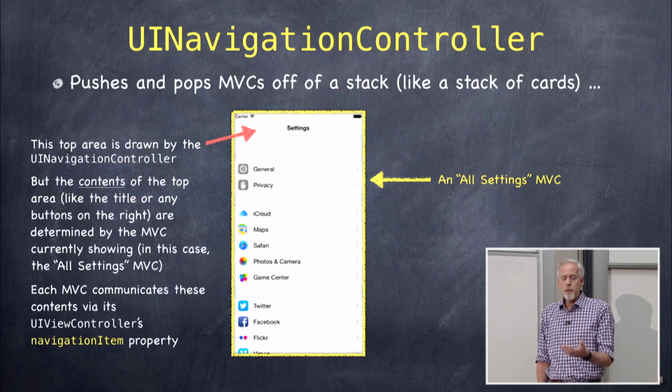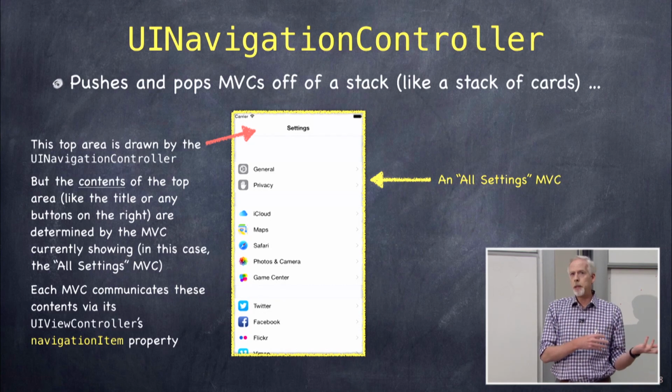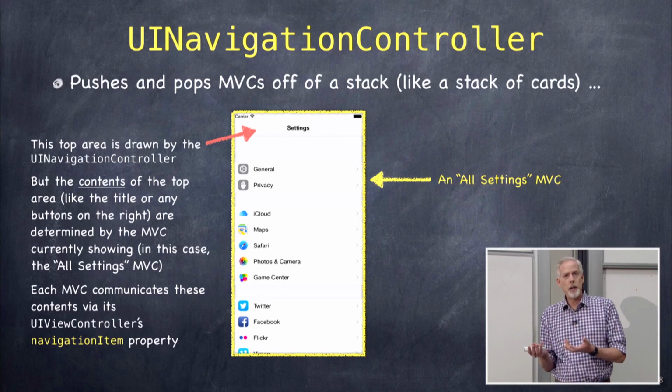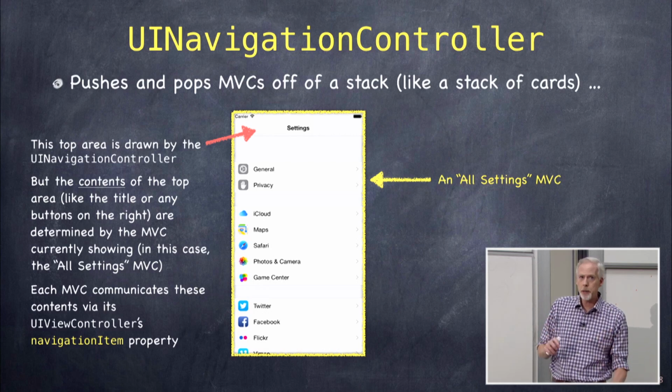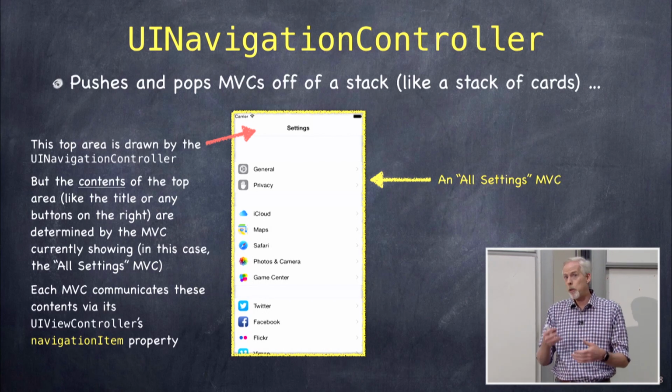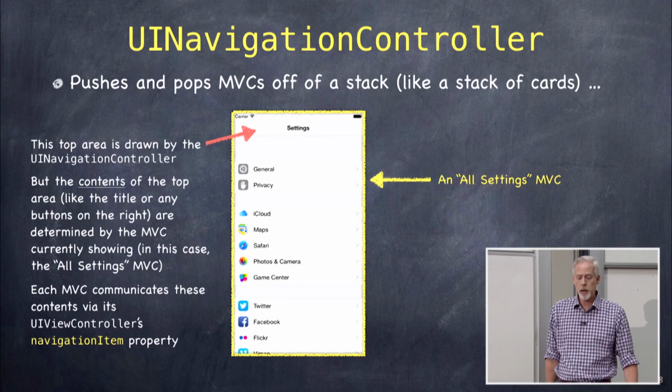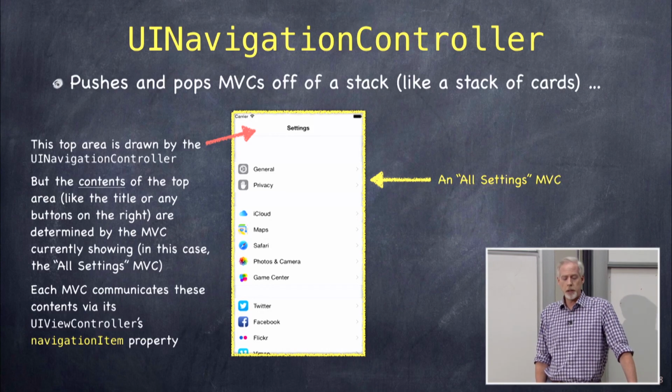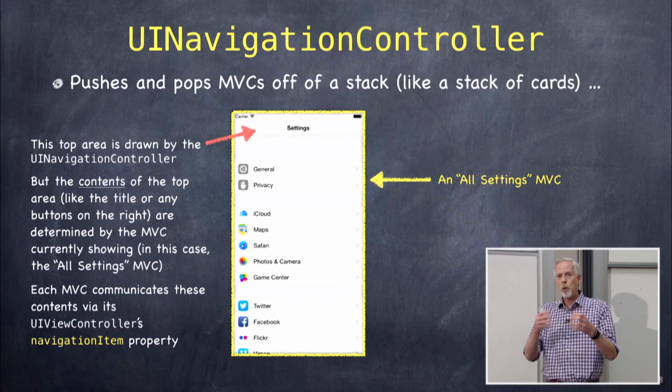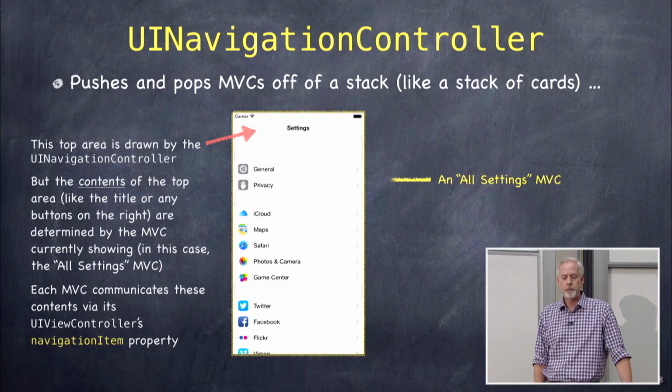And each MVC, similar to the tab bar item in the tab bar controller, has a var in UIViewController called navigationItem. That contains things like the title and other buttons that you can put in the title bar, all kinds of stuff. You're going to want to go look at the documentation for navigationItem and see what kind of things the navigation controller can do for you when your MVC is on top of the stack.